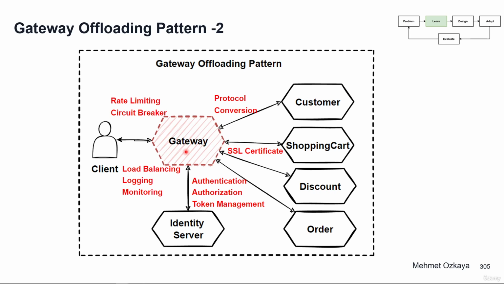This pattern implements all cross-cutting concerns and makes microservices simple, task-focused development services. This way, we can improve the application performance over a high latency network. But we should be careful when implementing this pattern. There are some issues and considerations when using the gateway offloading pattern.